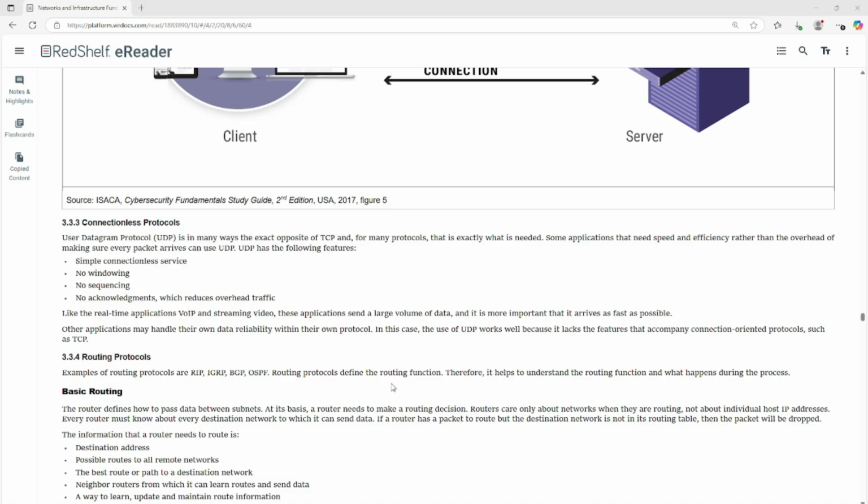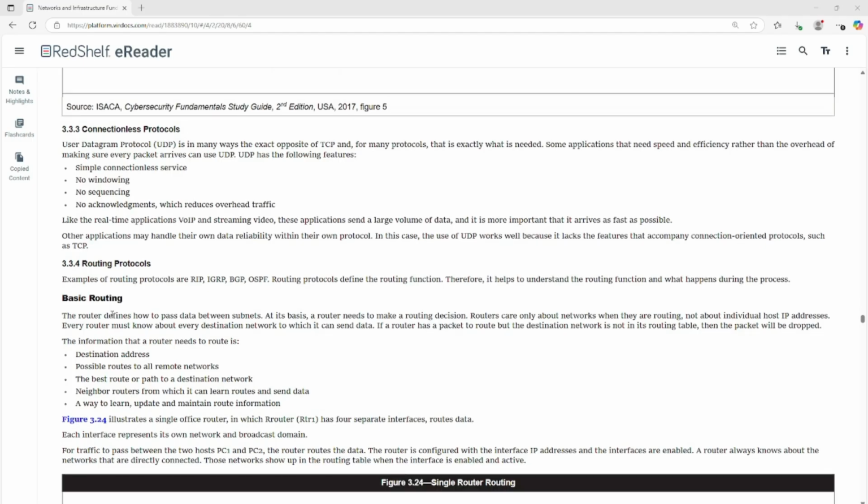They simply define the routing function. The first routing protocol is a basic routing protocol. The basic routing here is the router. All it needs to do is make a routing decision. They care only about the network when they are routing, not about individual host IP addresses.